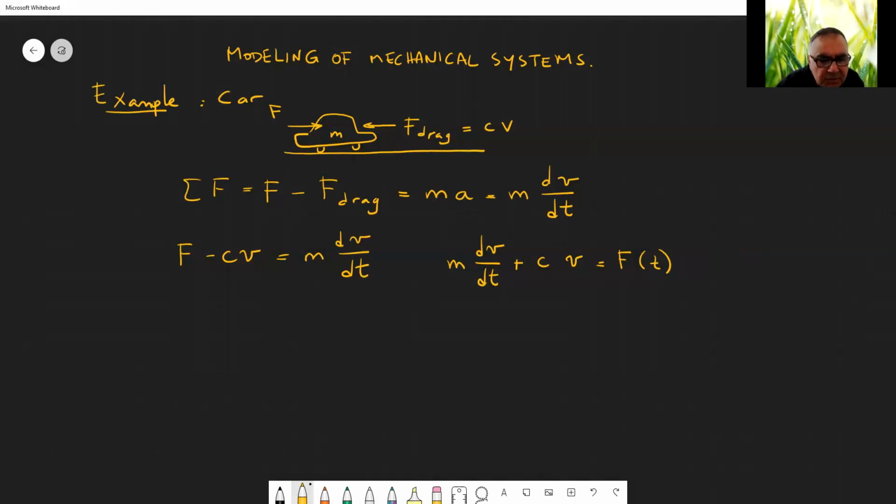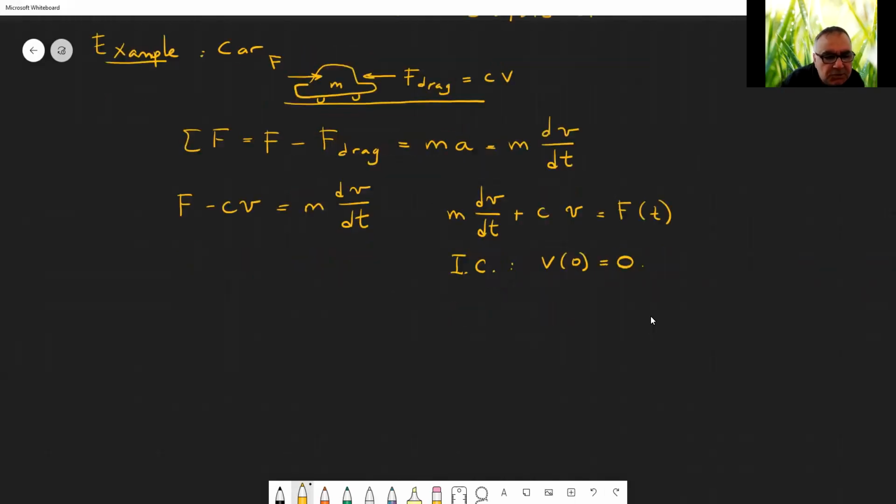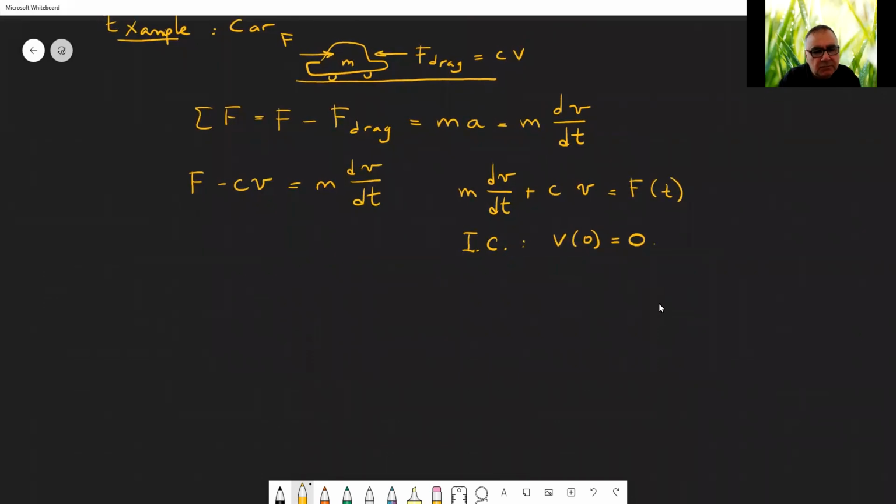But this kind of thing is not by itself enough. You need one more thing, which is the initial condition, as you might guess, which is, let's say, v of 0, the velocity at time 0, let's say that it is 0. In the beginning, the car has no velocity. Okay? So, this is our equation of motion.